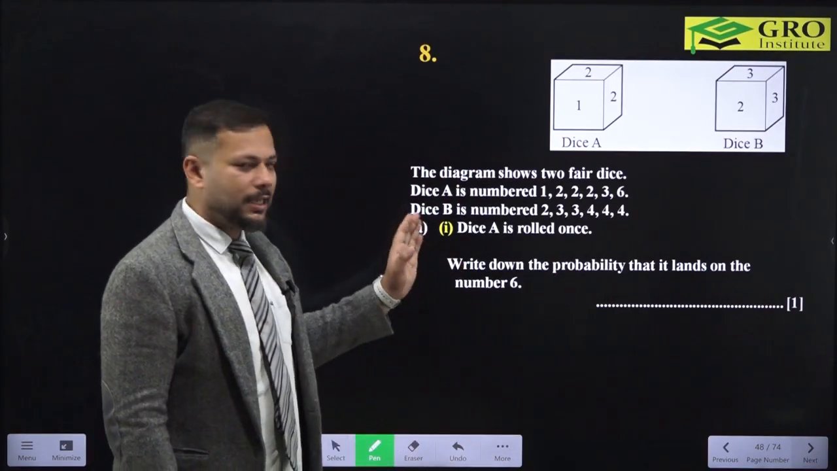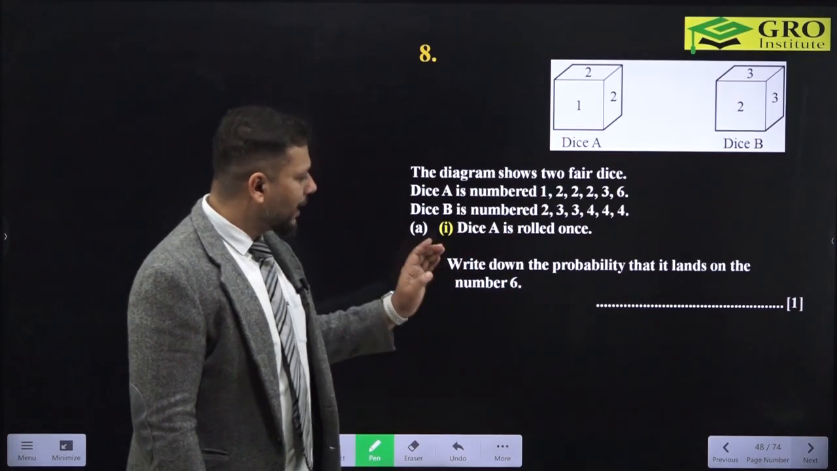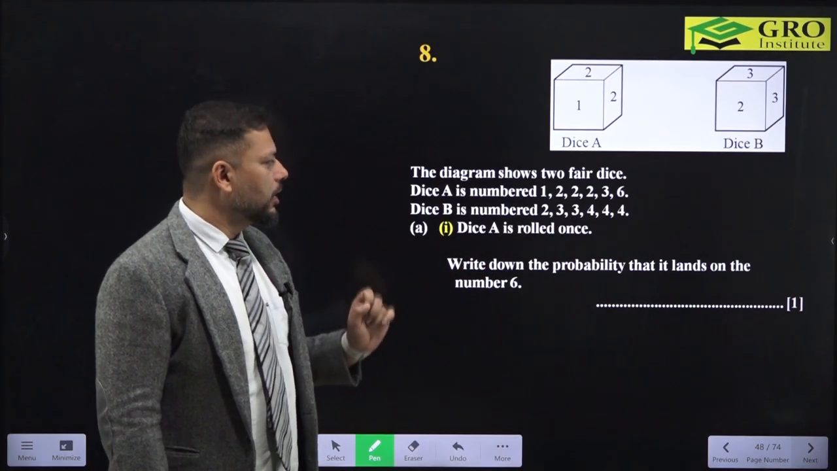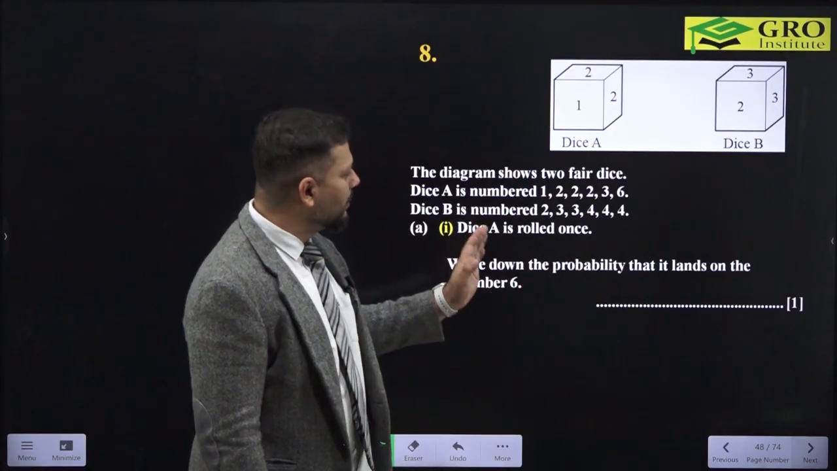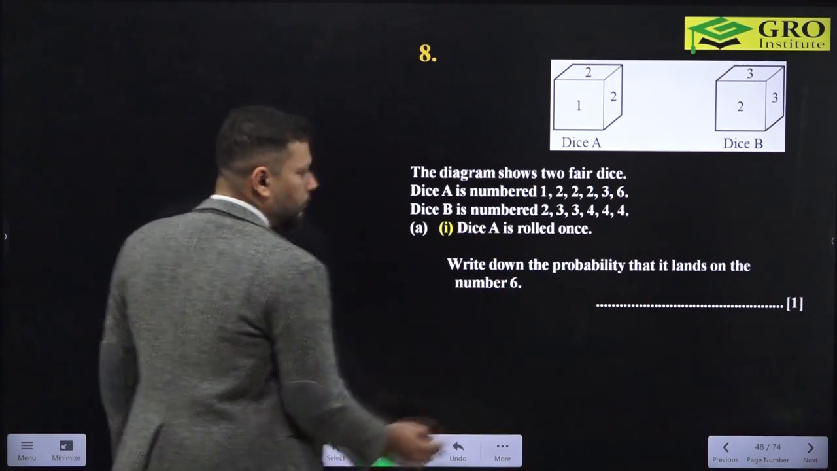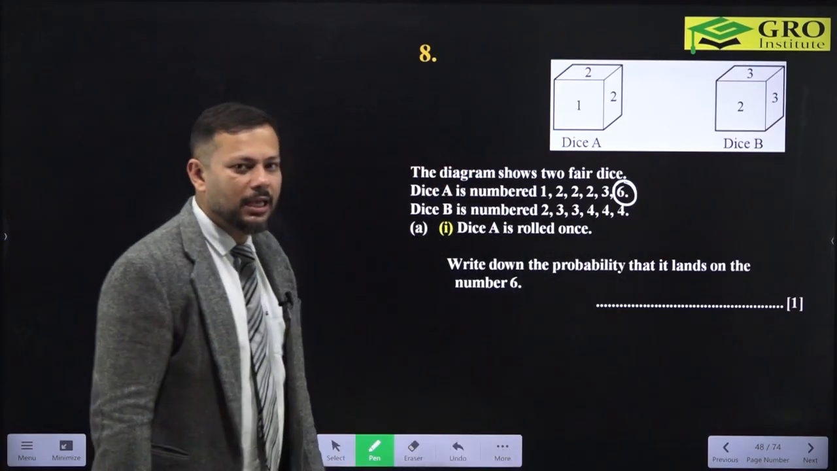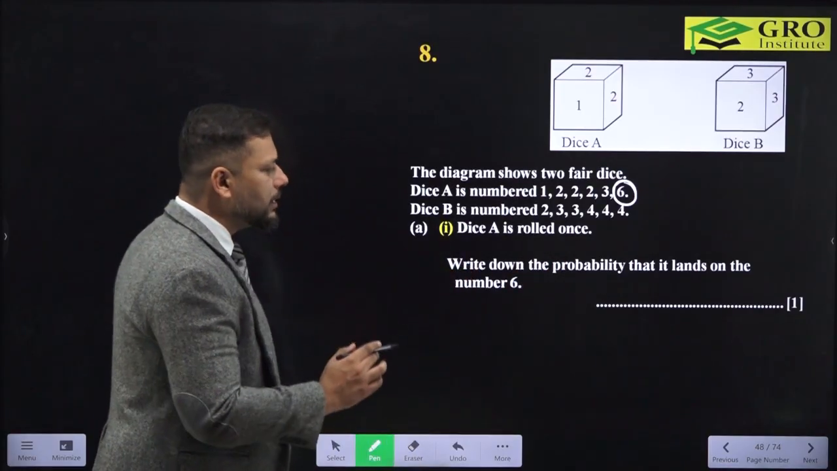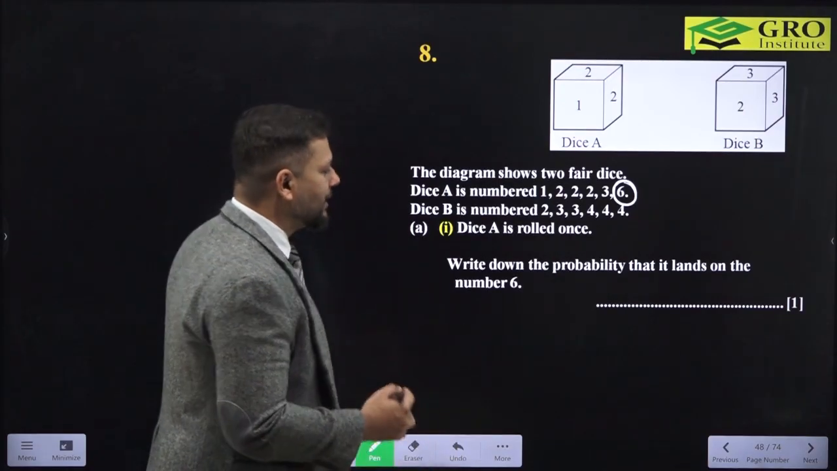Part A, sub part 1 says dice A is rolled once. Write down the probability that it lands on the number 6. First of all, let us see the number of favorable cases. How many faces with the number 6 are there? There is only one, right? On dice A, only one face has the number 6. And how many faces are there in total? There are total 6 faces. So the probability that the dice lands on number 6 would be 1 by 6.